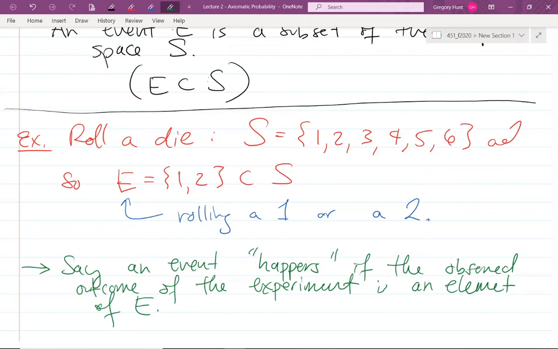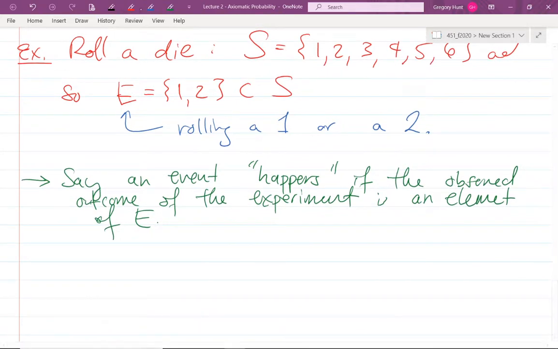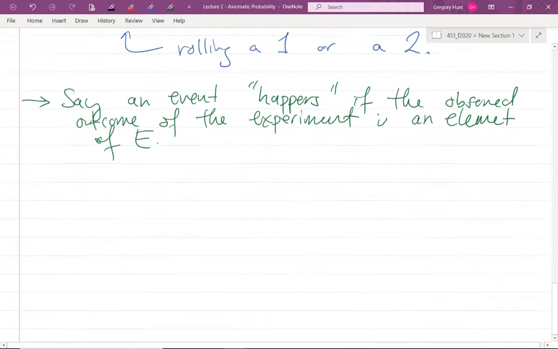So we have this understanding of what's going on where we have some experiment we're going to do, which has a non-deterministic, random outcome. We have a set of possible outcomes called the sample space. And we could say an event occurs, and we then do the experiment. And if, say, 1 is the number that comes up when we roll the die, we'd say this event E occurs. Alternatively, if we roll 2, we'd say E also occurs.